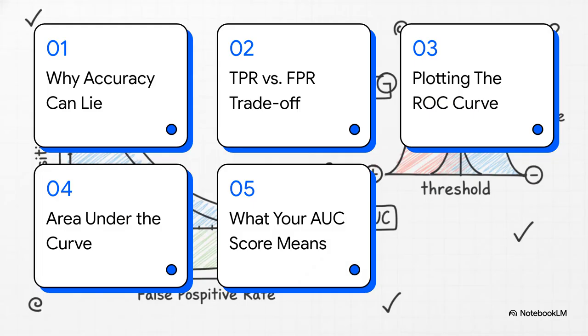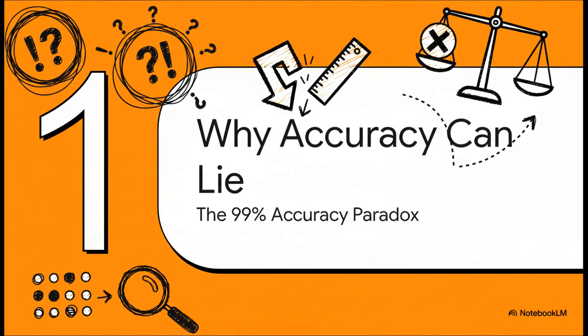So, here's our game plan. First up, we're going to expose the whole paradox of high accuracy. Then, we'll get into the metrics that really matter and see how they're in a constant tug-of-war. After that, we'll visualize that battle with something called an ROC curve, and finally, boil it all down to one single, super powerful number, the AUC. All right, let's dive right in.